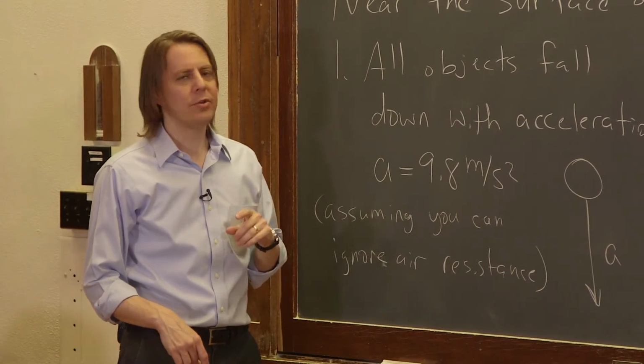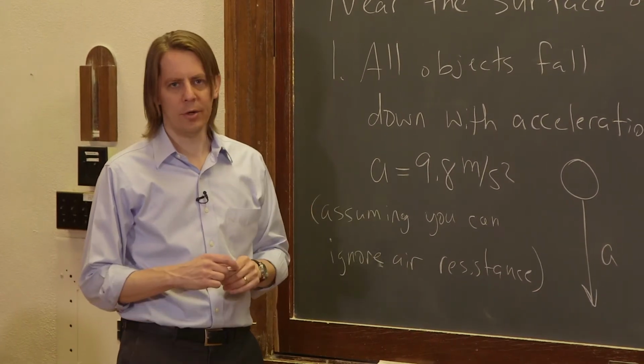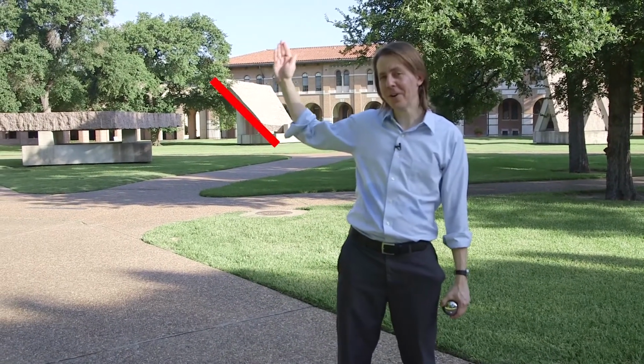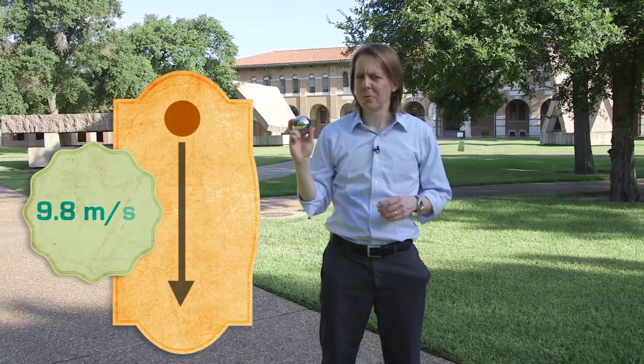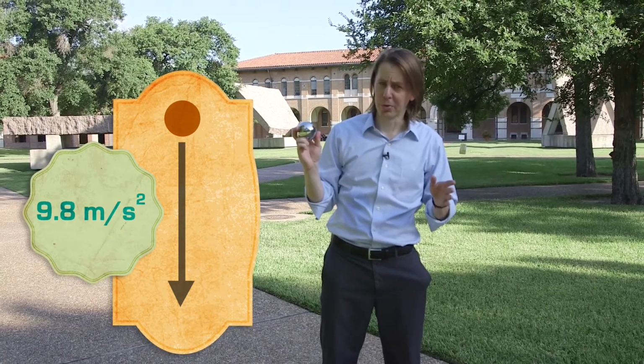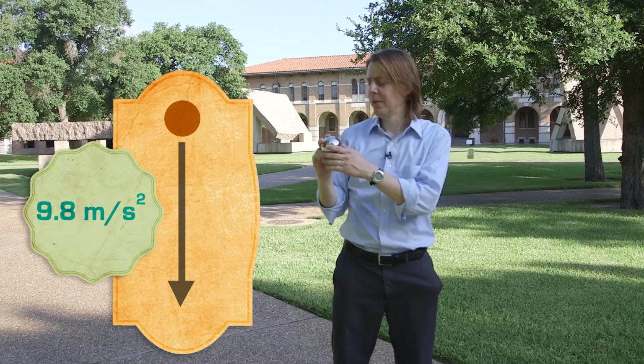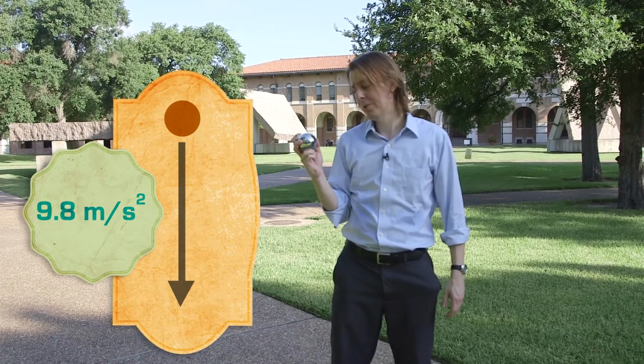So what I want to do now is go test that. So let's go test that out in the quad. Welcome to the Engineering Quad at Rice University, home of 45, 90, and 180. We're going to drop Hal off of 45 to demonstrate that all objects fall at 9.8 meters per second squared, assuming you can ignore air resistance, and also for that thing that happened that one time, Hal, remember?